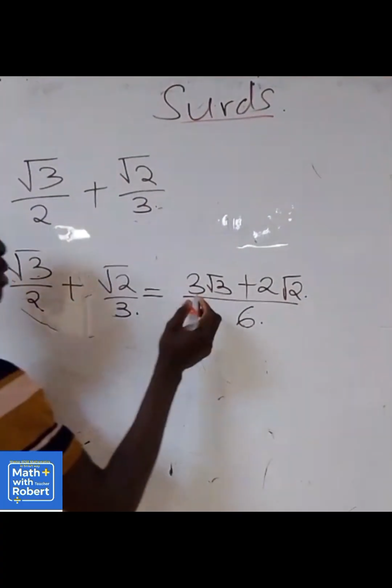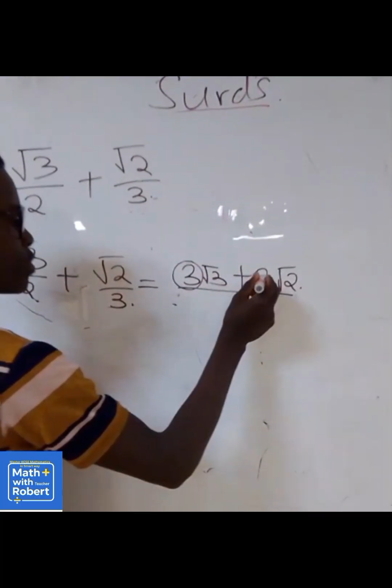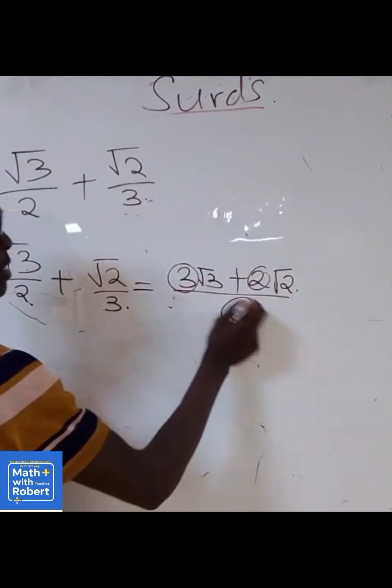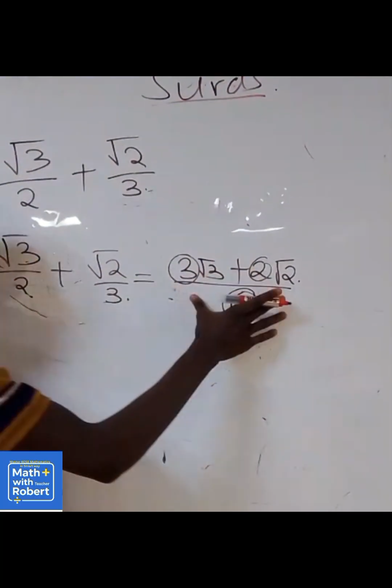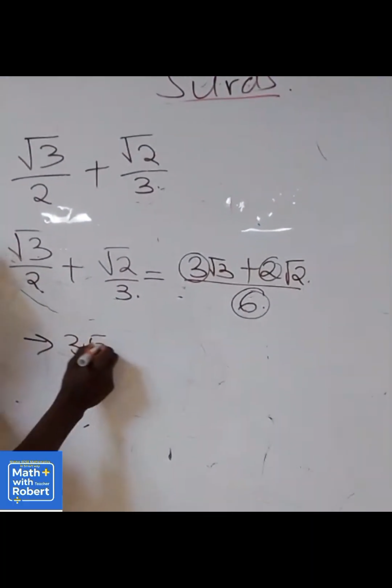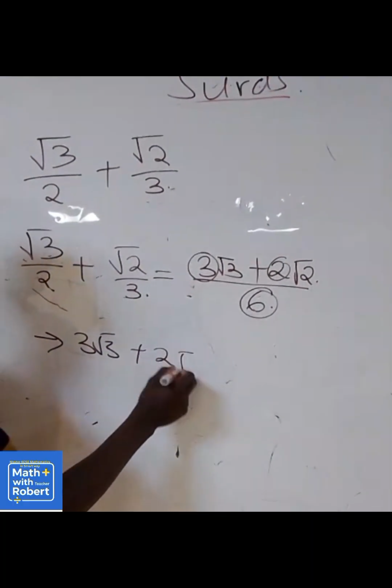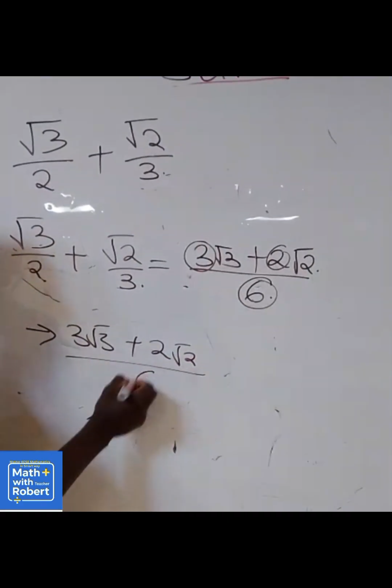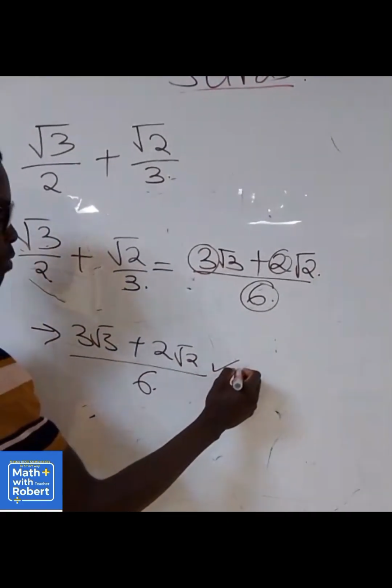So we don't have any common number that can divide 2, 3 and 6. So that will remain to be the answer. 3 surd 3 plus 2 surd 2 over 6. The answer will remain to be that one.